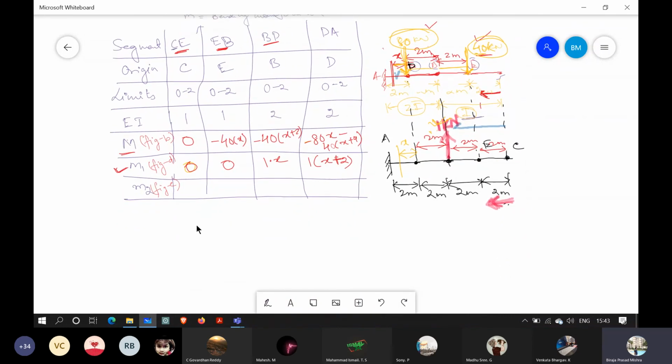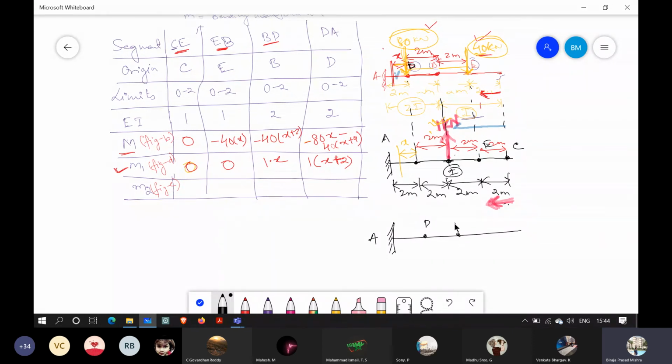Similarly we will finish this one, and later in the next class we'll continue. So this is coordinate 1, where we have applied the unit load. Now we will apply the unit load at coordinate 2. This is A, this is D, this is E, this is B, this is E, and this is C. And here I am applying 1 kilonewton unit load. I am removing this one.